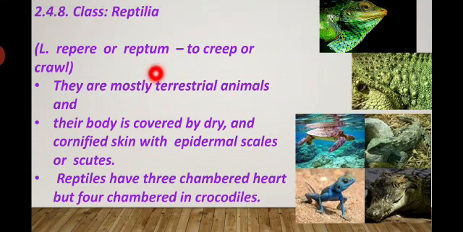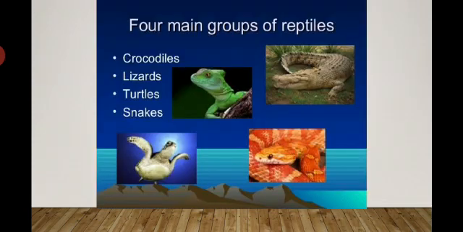It means 'reptum', which is to creep or crawl, like that of their habitat. Mostly this group of organisms are terrestrial animals. Terrestrial means land-living animals. Some of them live in marine water, for example, the turtle. Their body has different types of scales.